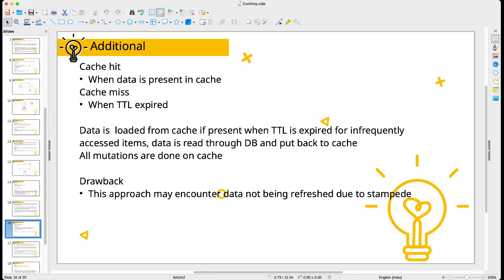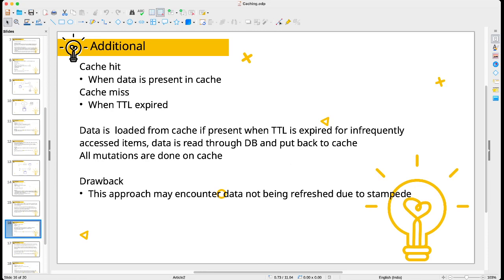Then, when is a cache hit? When the data is present in the cache. When is a cache miss? When the TTL expires it. We just said that before the expiry we will refresh the cache, but it is not applicable to all. For example, if the TTL is set as 1 minute and the data is not accessed throughout that minute, then we will not refresh the cache.